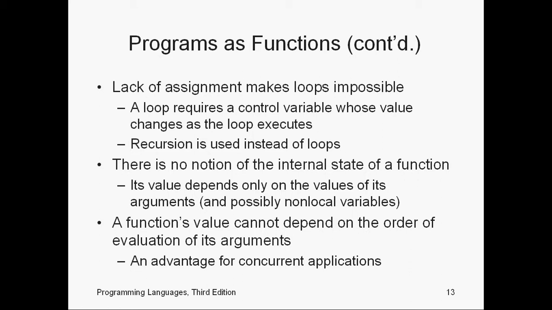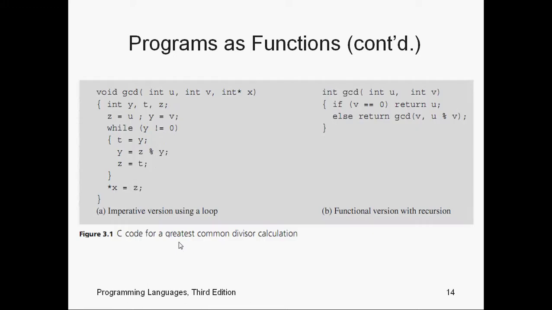3.11 about recursion to loops, we must look at this slide, figure 3.1 from the book, on page 48. This is a description of the GCD, the greatest common denominator function, written in an imperative version using a loop and a functional version with recursion.